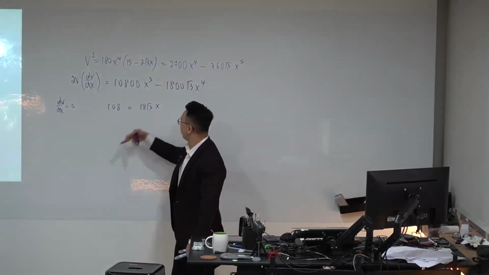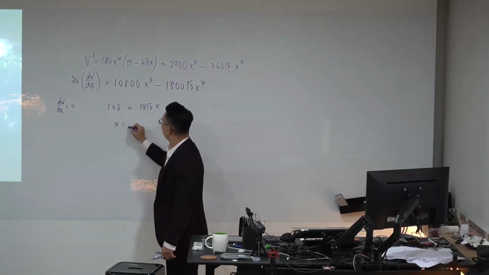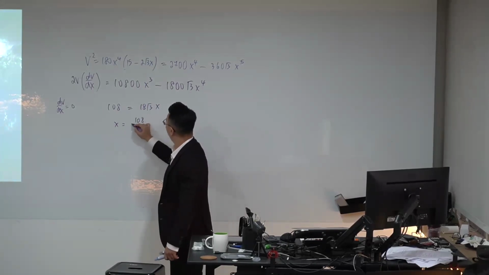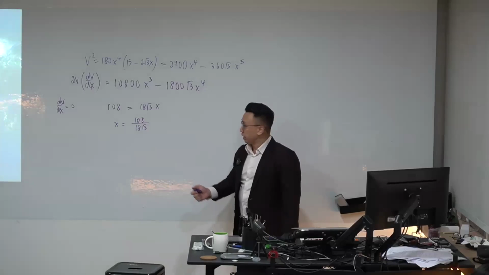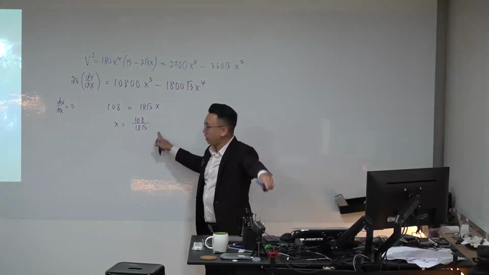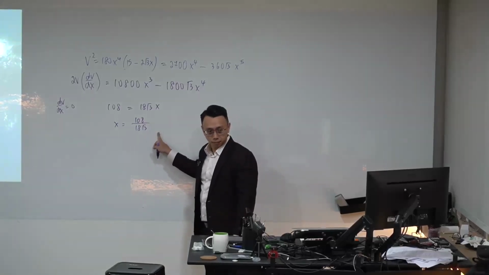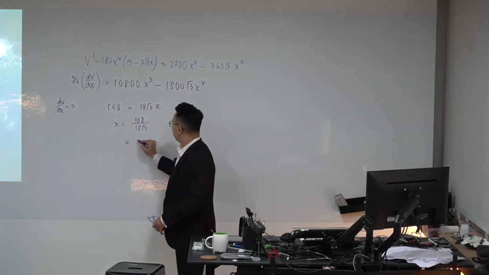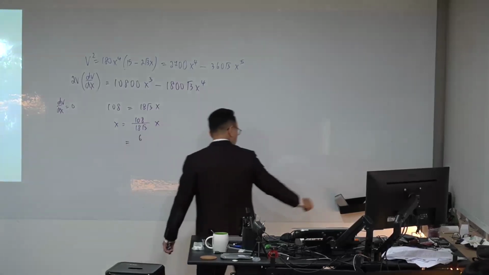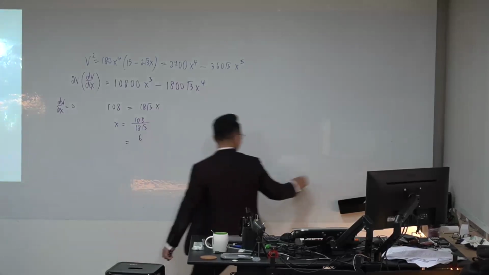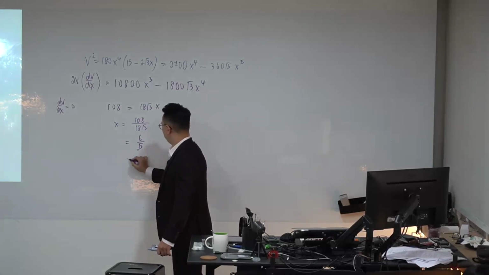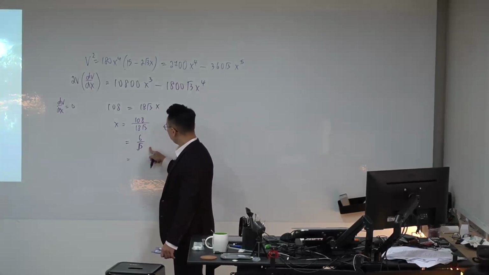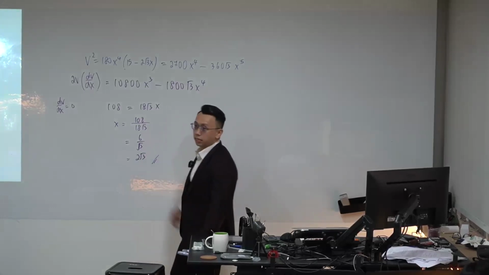Okay, then from here we divide. Then you have x is equal to 108 over 18 square root 3, right? 108 divided by 18 is how much? You press the calculator, 108 divided by 18. It's 6, right? So this will be 6 over root 3, right? Times root 3 here, then you get 2 root 3. Then we are done here.